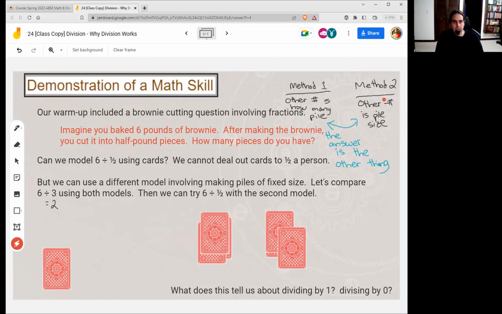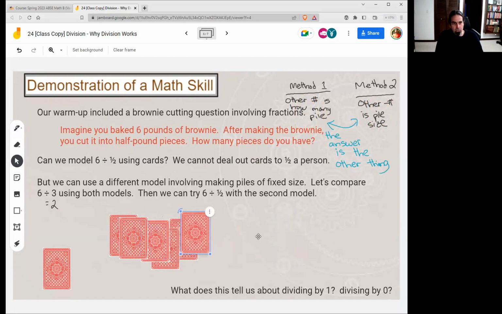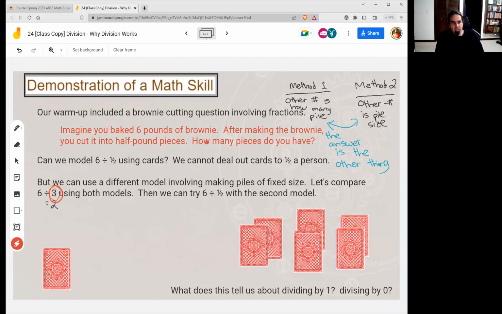If I say that the 3 is how many are in a pile, the answer is how many piles I get. If instead I dealt out my cards to 3 piles, 1, 2, 3, 1, 2, 3, now the 3 is how many piles there are. Now the answer is how big is the pile, the size. Does that make sense?